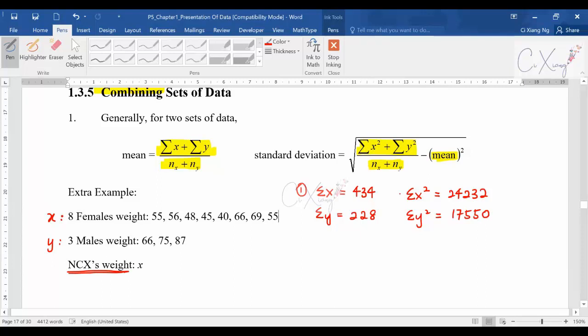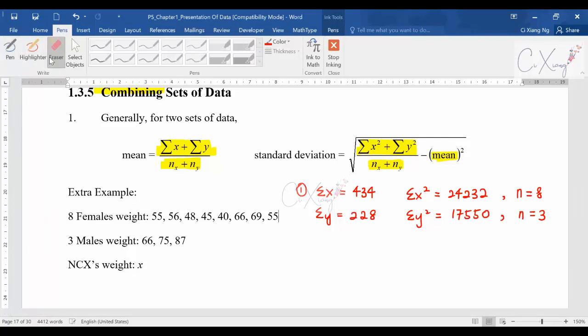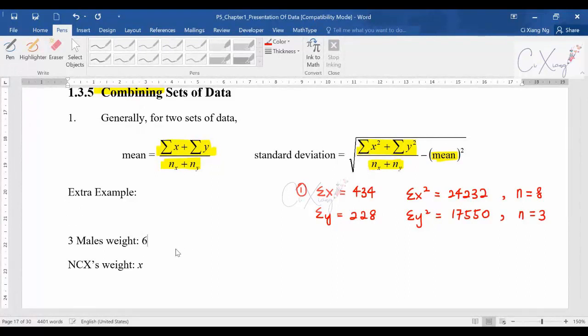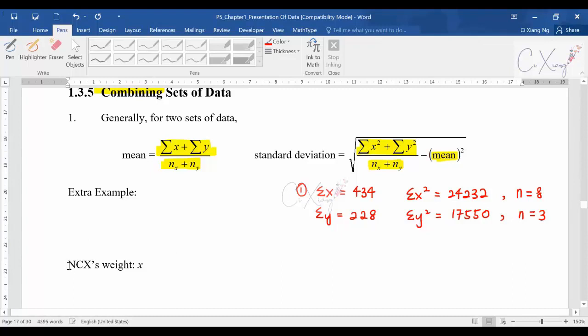All this information is very important because generally you will need to know the values in the calculation later. This one is n equals 8, and this one is n equals 3. I assume that you get the answer already. Now assume that I don't know what all this is anymore, I cancel off all this. You just know that this is the information that you have. Then this is my weight.